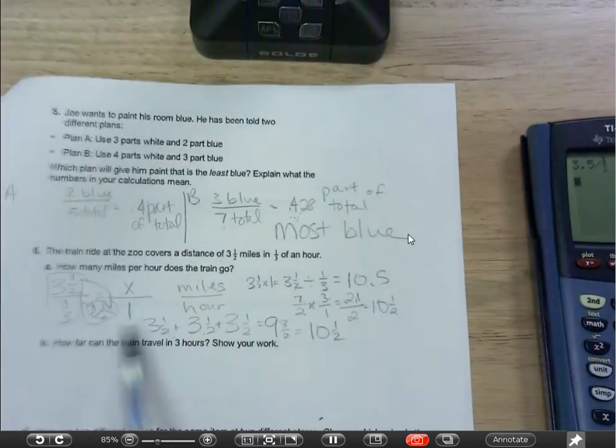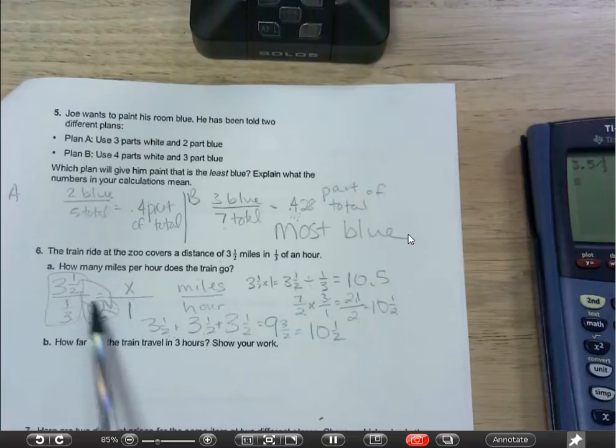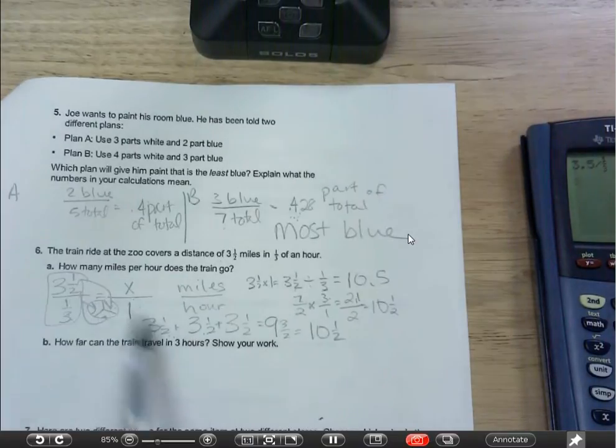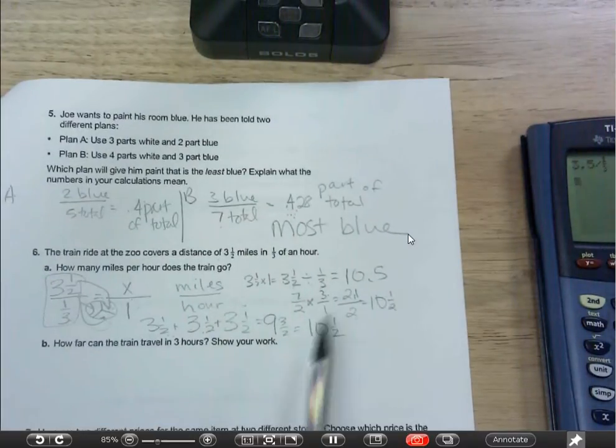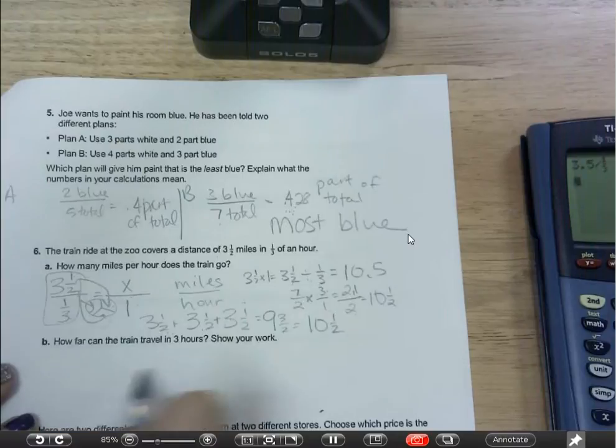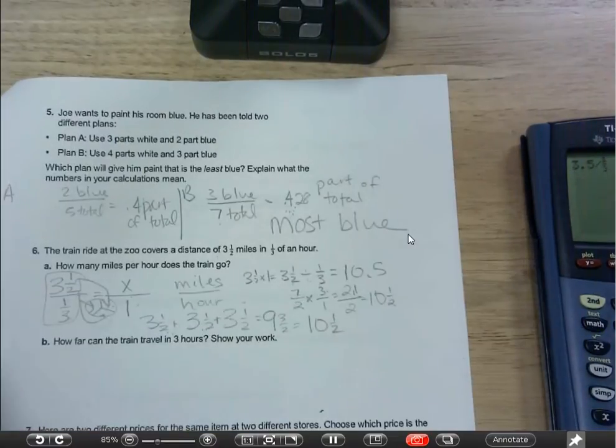So one way I just figured out how many parts it would take to make the whole and then added each one for each part. And the other way I just used a proportion. How far can the train travel in 3 hours? Well, this is kind of like what I just did here. So if it can travel 10.5 in 1 hour, how far can it travel in 3?